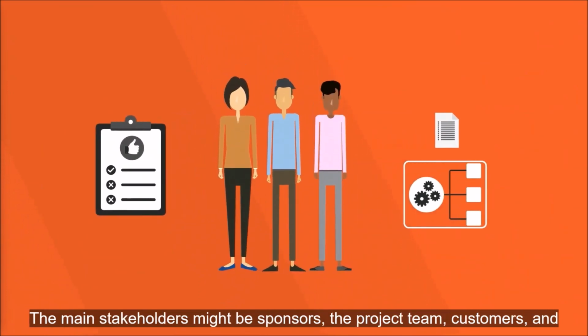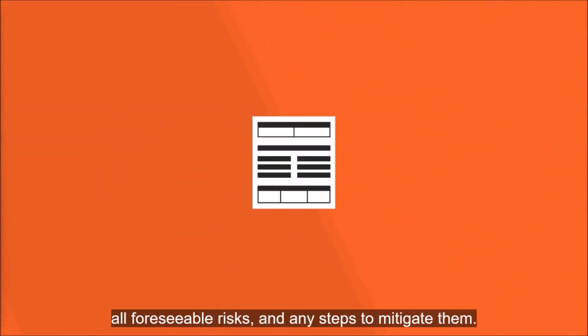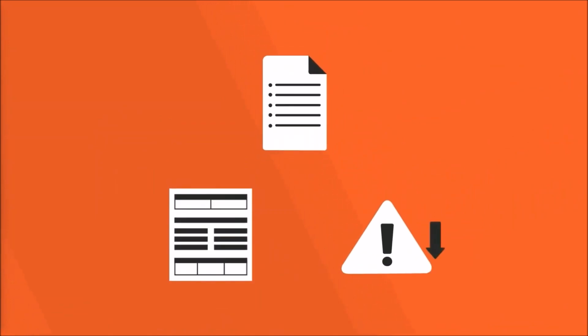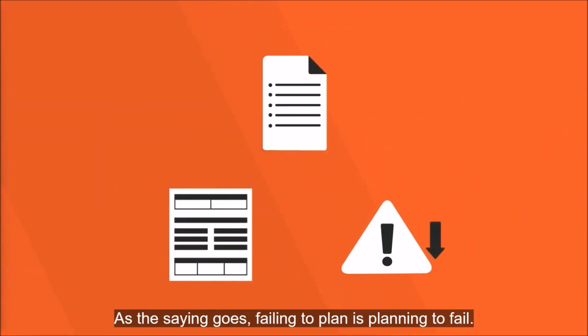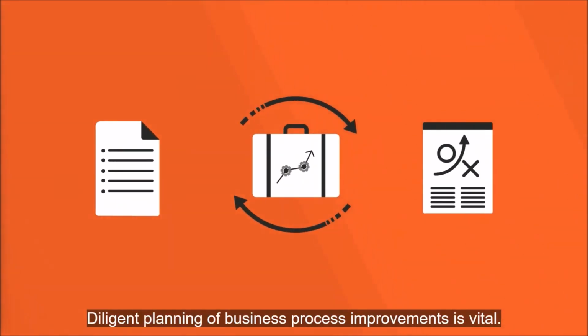The main stakeholders might be sponsors, the project team, customers, and even suppliers. The charter should include all foreseeable risks and any steps to mitigate them. As the saying goes, failing to plan is planning to fail. Diligent planning of business process improvements is vital.